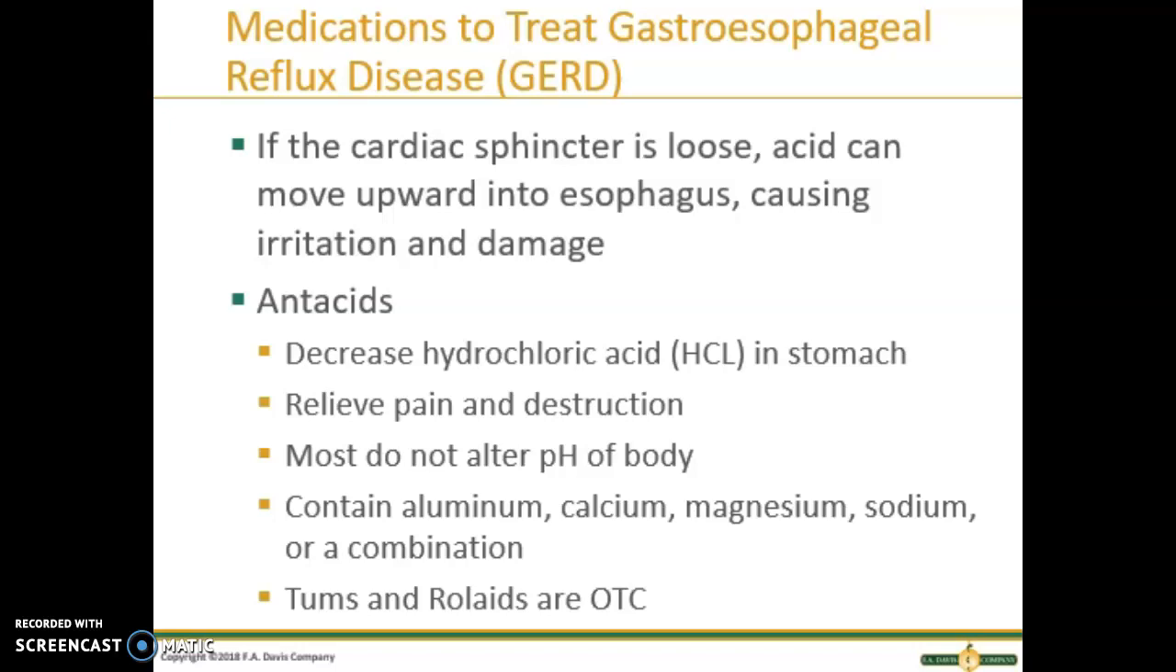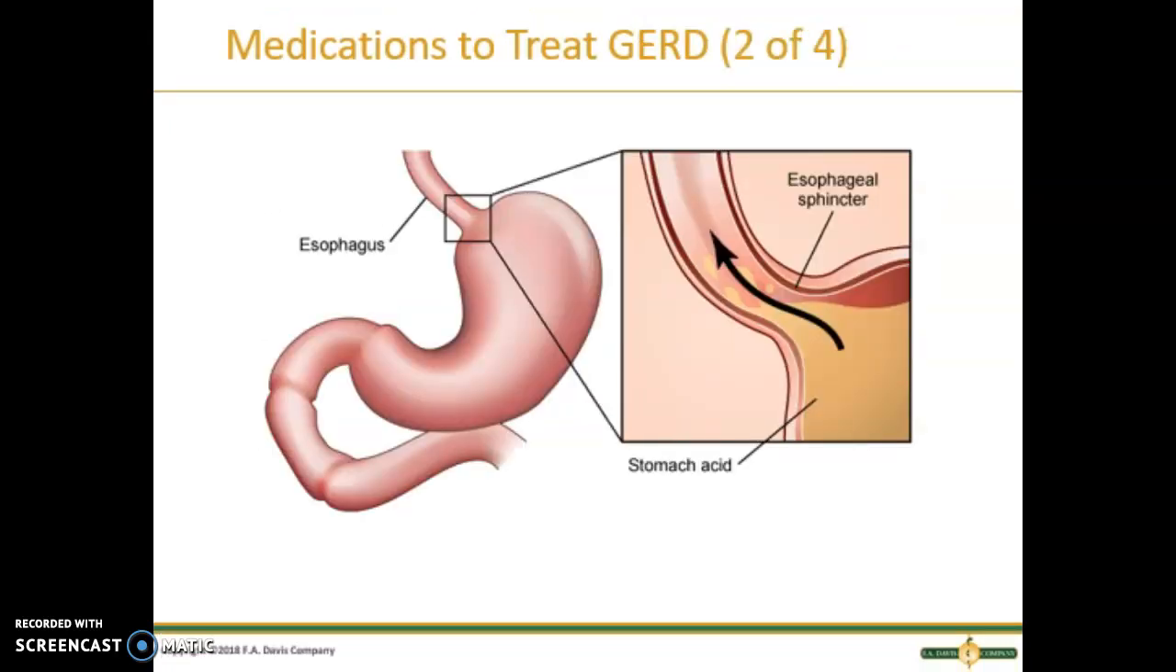The timing of antacid administration is important because it may affect the absorption of other medications. Proton pump inhibitors reduce the acidity of the stomach by binding the stomach enzymes responsible for increasing acidity. And gastric stimulants increase gastric emptying, which improves peristalsis, so fewer stomach contents are present to be refluxed. And here is an example of it backing up there.